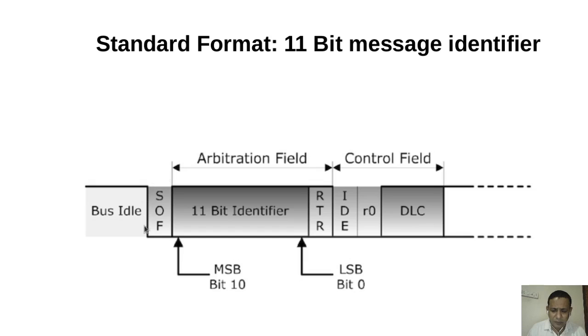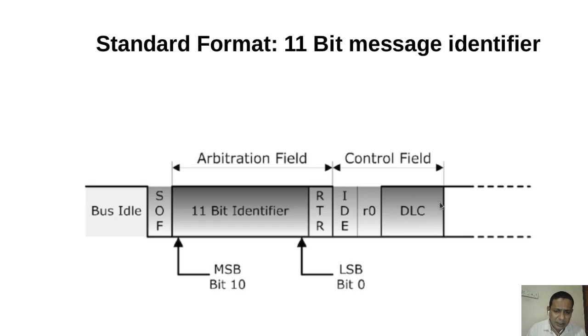So here this is the standard frame format with the 11-bit message identifier. This is the start of frame. This will always be dominant, that is, low, as we have seen. And again the 11-bit identifier. This is known as the arbitration field. The first bit is the MSB, and this is the LSB, and this is the IDE. IDE stands for identifier extension. This is R0. All these will come in the control field.